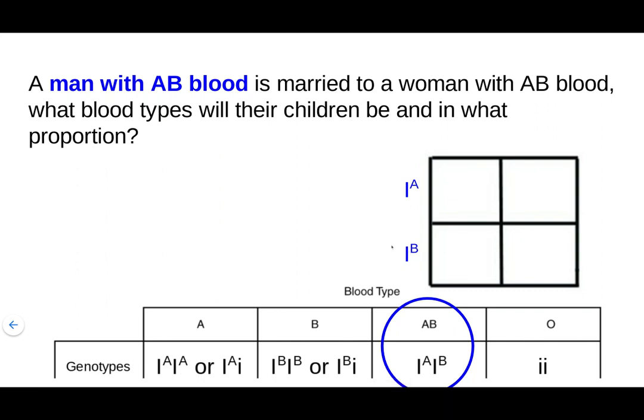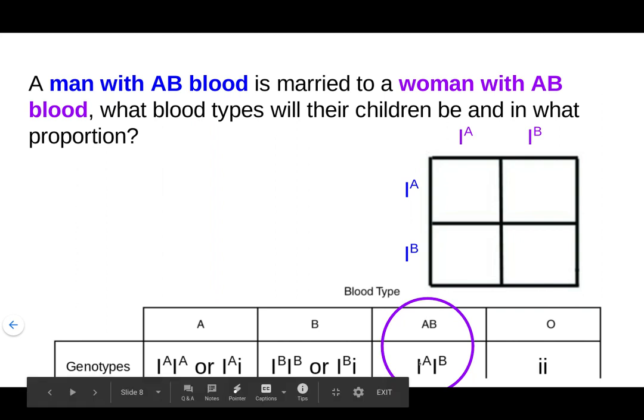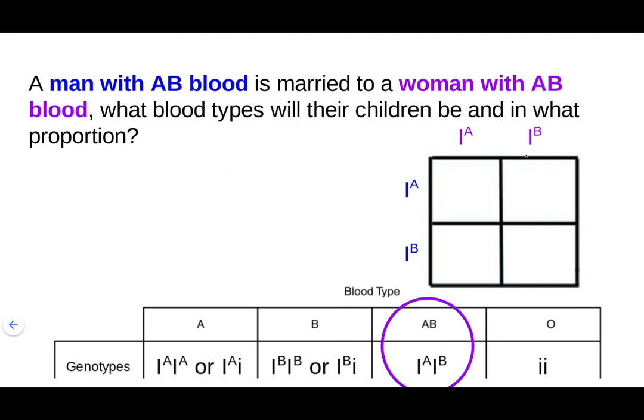Again, it doesn't matter if you use the side or the top, but you do have to keep his blood type on the same side, whether it's the side or top. The woman here is blood type AB as well. So her only option again is to be capital IA, capital IB. So I spread that one across the top.